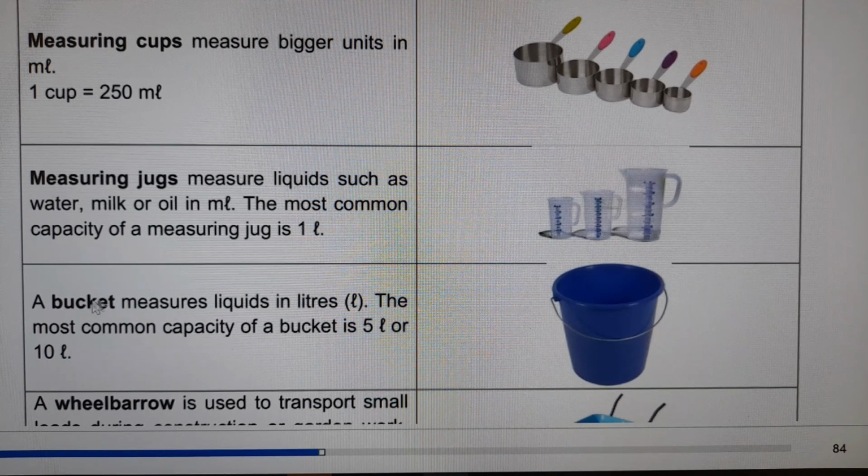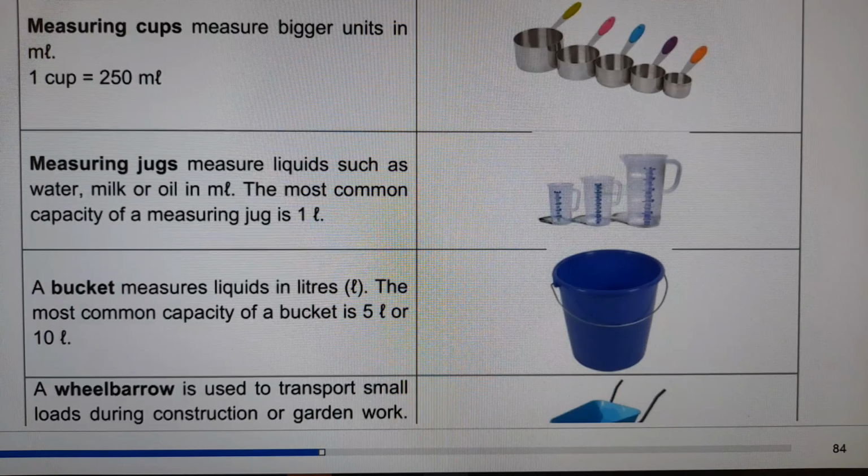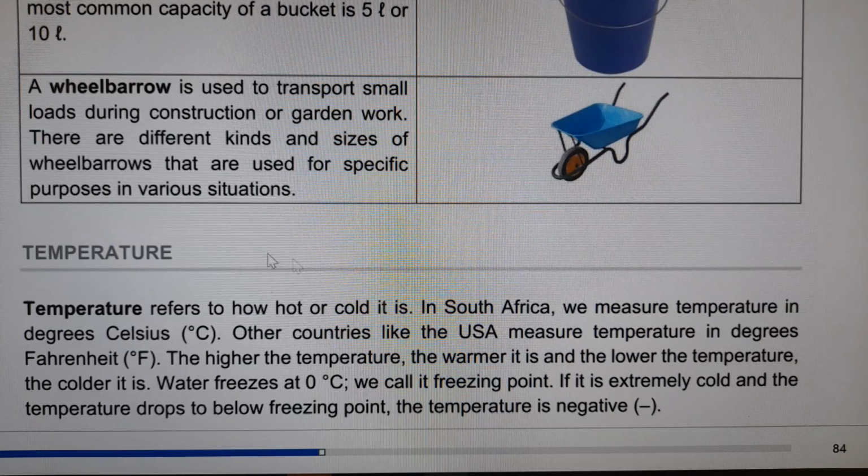And we have a bucket. A bucket measures liquids in liters. The most common capacity of a bucket is either 5 liters or 10 liters. We also have a wheelbarrow. A wheelbarrow is used to transport small loads during construction or garden work. There are different kinds and sizes of wheelbarrows that are used for specific purposes in various situations.